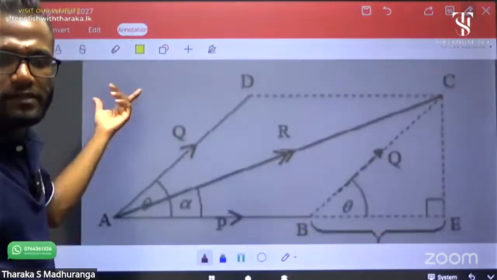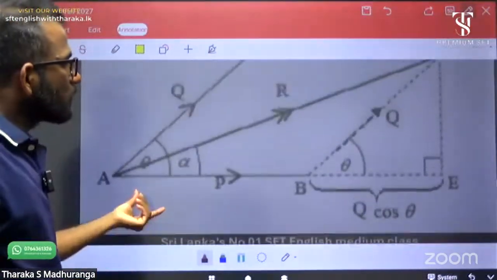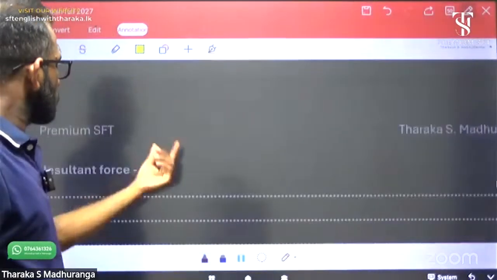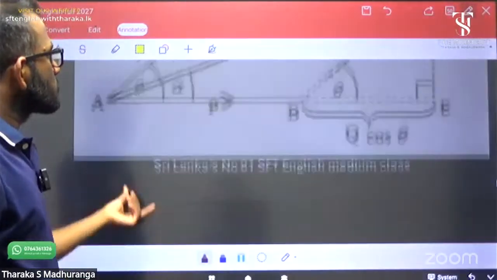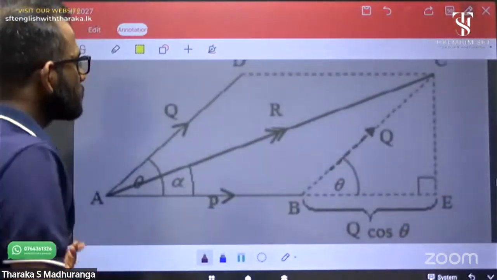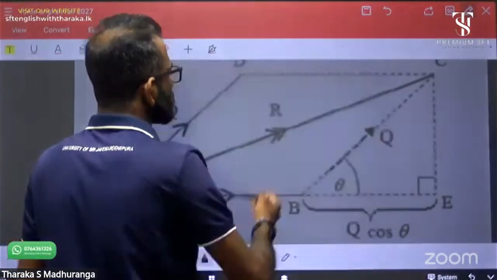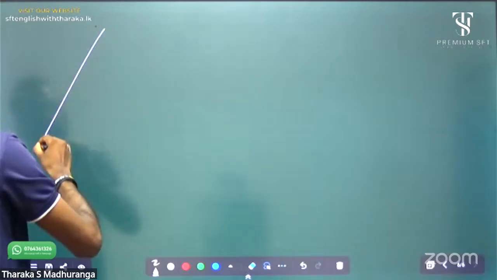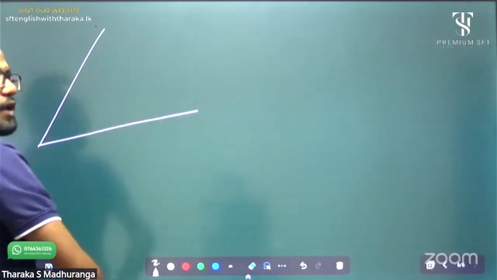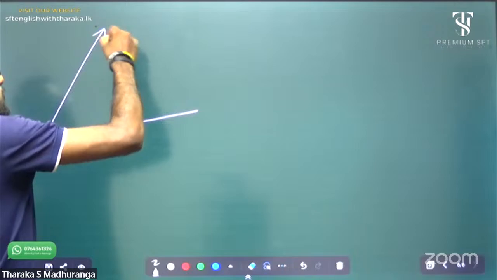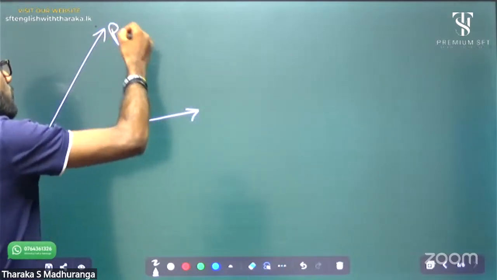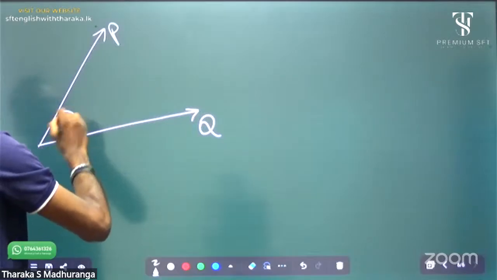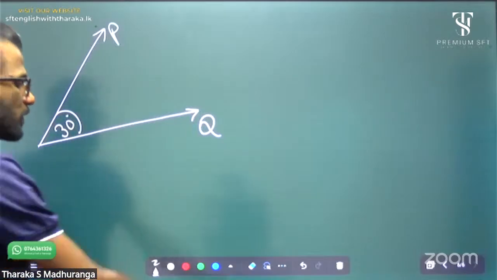Okay, it is like this. See, now these are the two forces. It is less than a 90-degree angle. This is P. This is Q. With a 30-degree angle, or whatever theta.